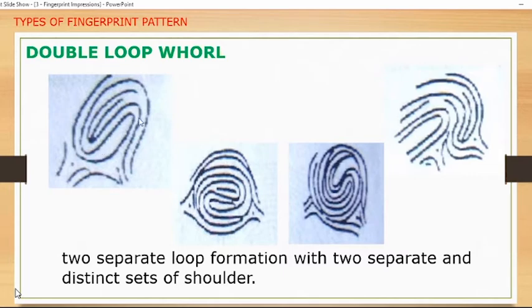So one and two. Ito one, then two. So, double loop wall. Dalawang loop formation. Basta sinasabi dyan ay two independent loop formation, two distinct sets of shoulders. Diba?